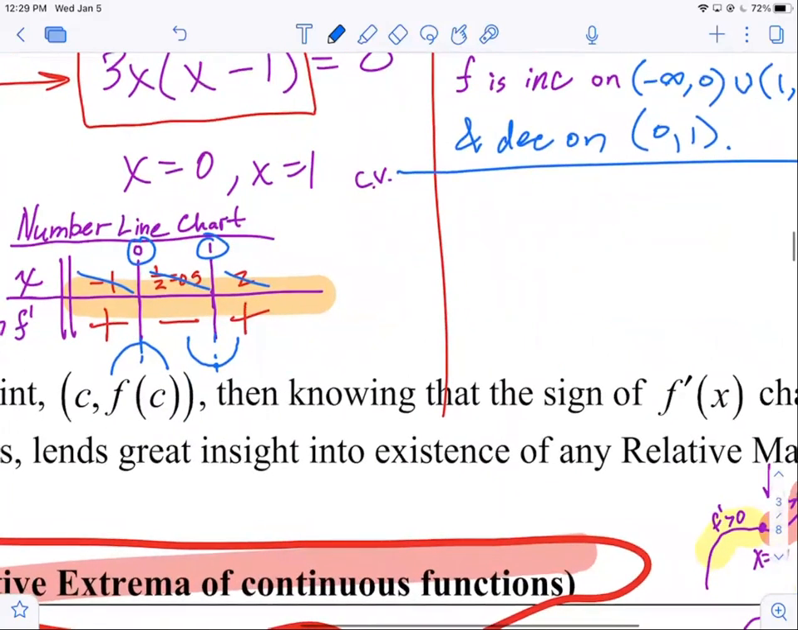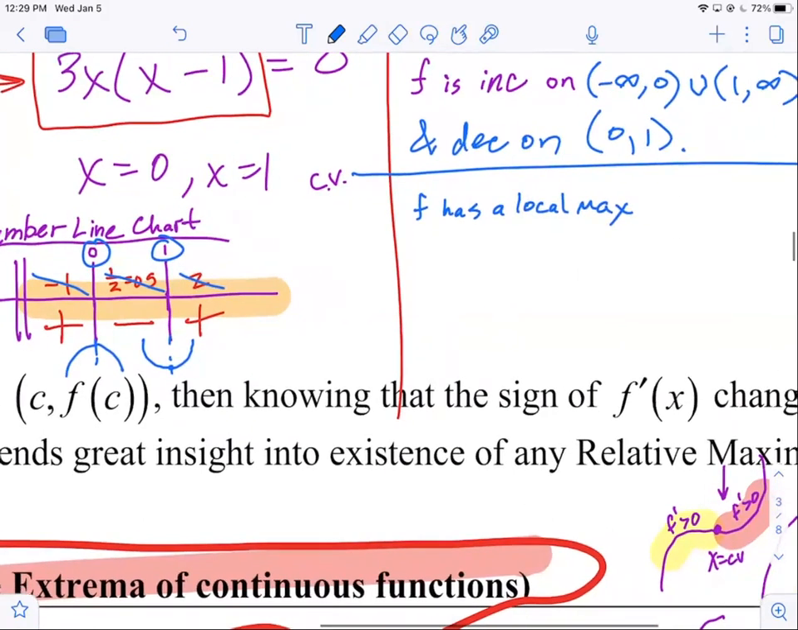Well, again, in a complete sentence, F has a, let's do the local max. Local max, and you could say local max or relative max. Local has fewer letters, right? Could you just say a maximum? No, because that would be global, and we don't know if that's true. But F has a local max at x equals 0.